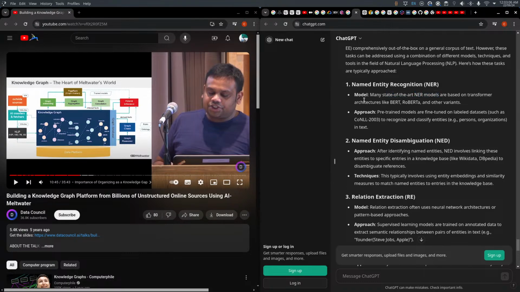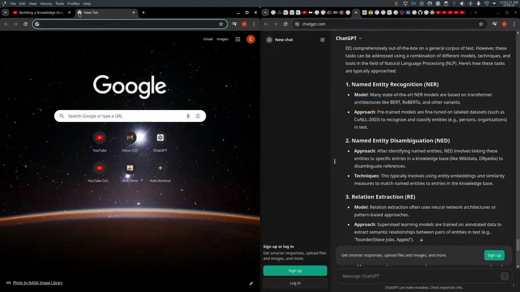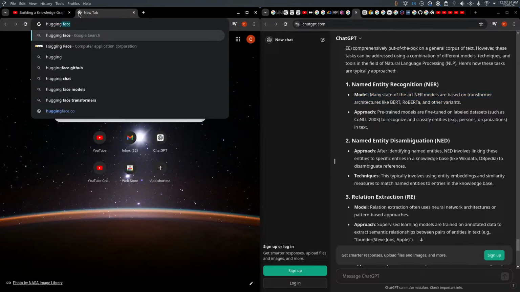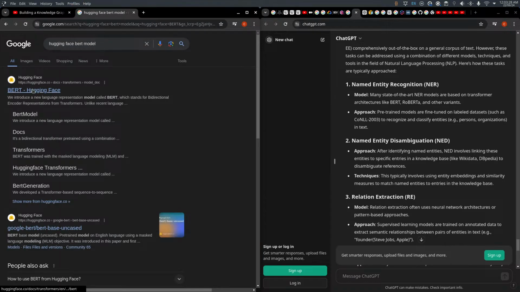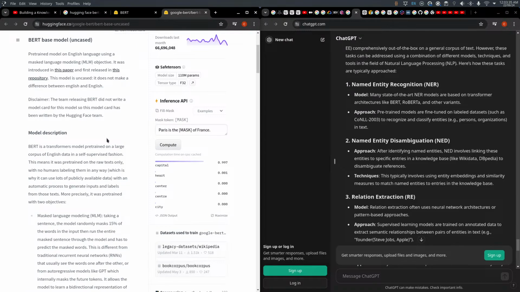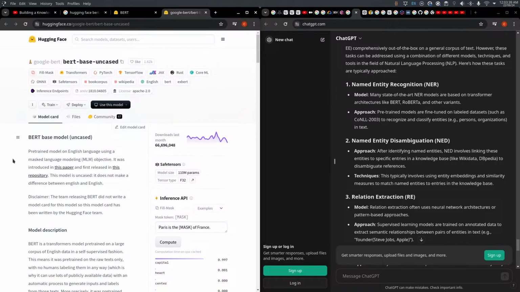Many state-of-the-art NER models are based on transformer architectures like BERT, RoBERTa. The variants, pre-trained models, are fine-tuned. Okay, I can find BERT. I'm pretty sure on Hugging Face there should be one. Hugging Face BERT model, uncased. It's a GitHub. Yep. The model is uncased. It does not make a difference between English and English. Yep, this is the one that I need then.